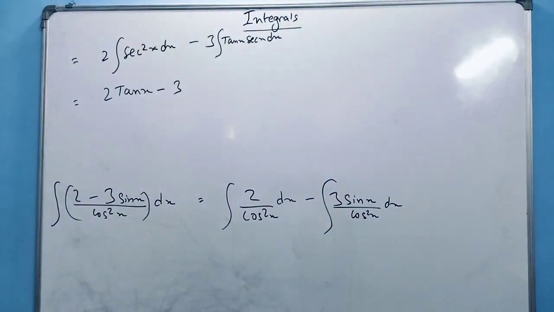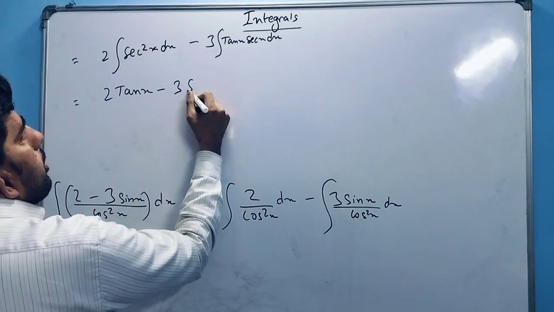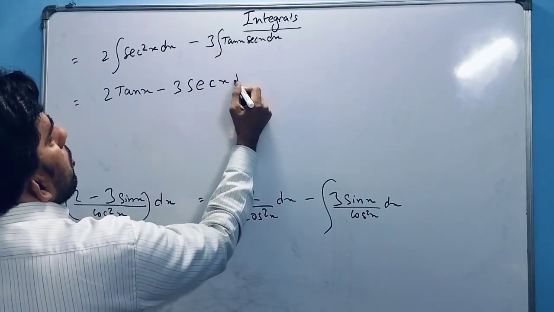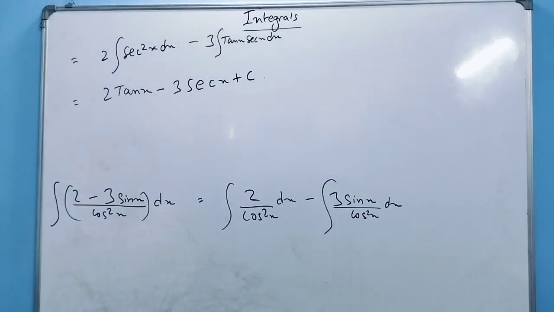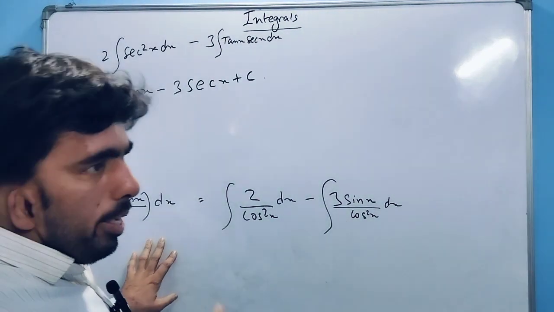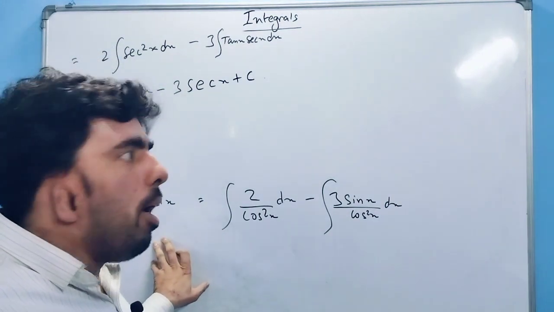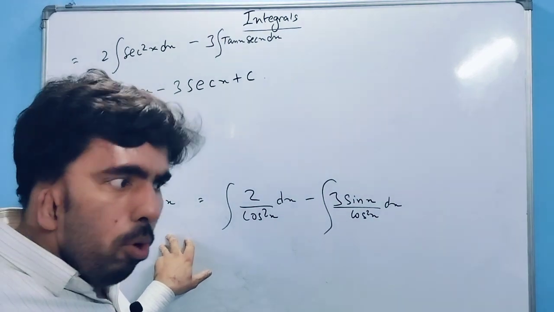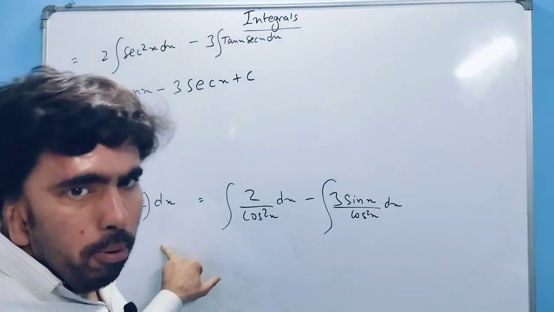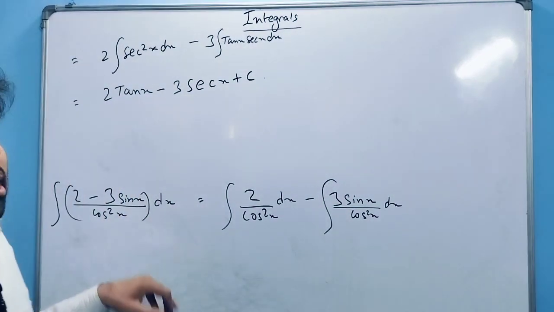Okay, so now we have here tan x sec x integration this way. Okay, so that is how we have applied the formulas in this, finding the antiderivative and finding the integration of such kind of functions. So this is the first part of integrals.